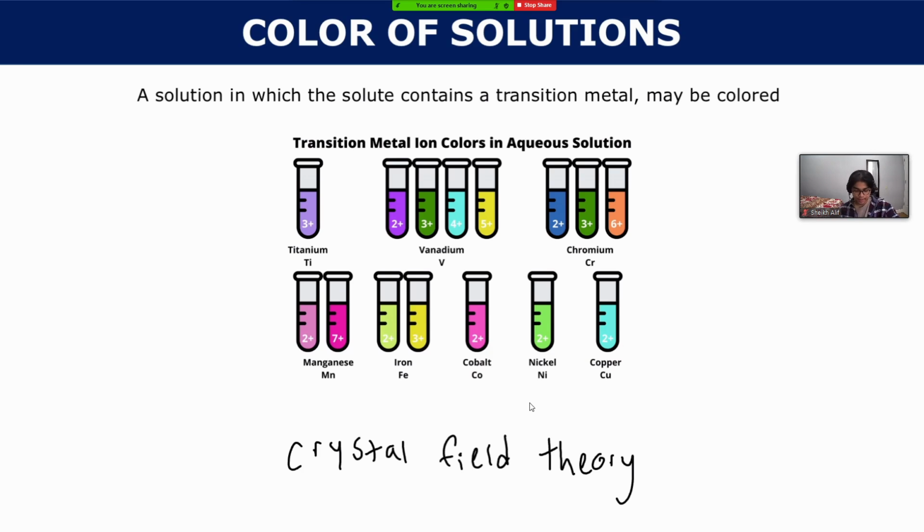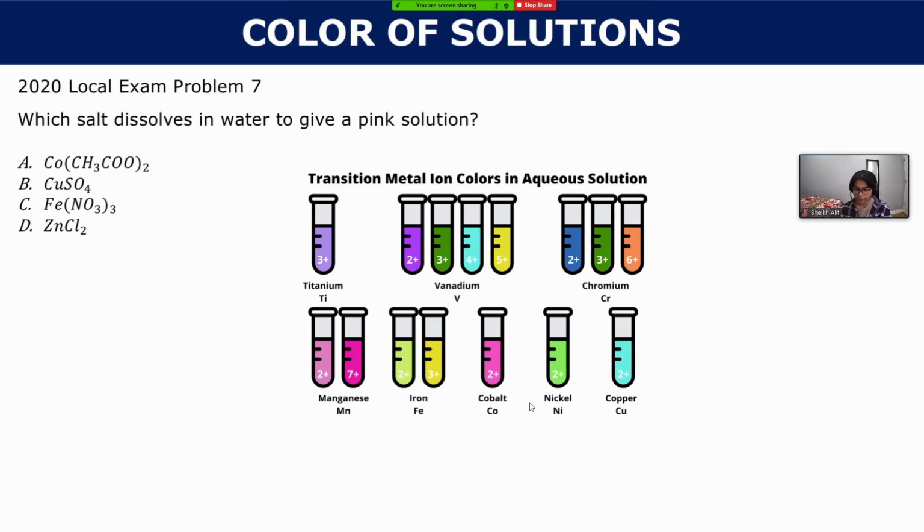Let's take a look at some of these examples. Which salt dissolves in water to give a pink solution? So first of all, similar to the flame test colors, what really matter are the transition metals. So we're gonna have cobalt and copper, and then iron, and then zinc. So let's take a look at what colors these can form. The cobalt here produces a pink solution. So that is completely in the realm of possibility for the answer. Copper here produces like a blue, so that can't be it.